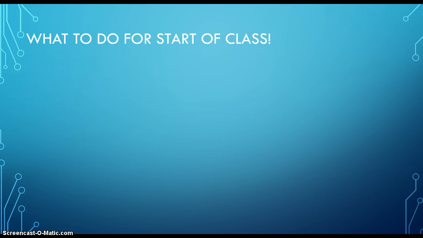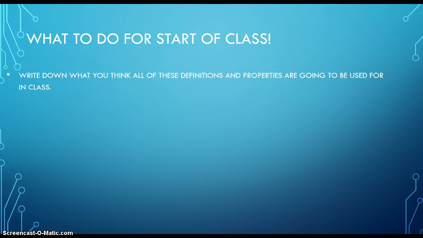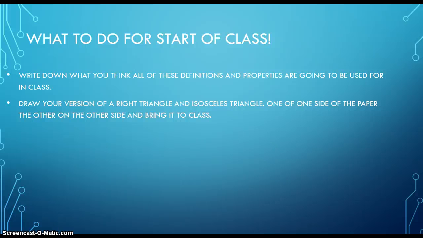So what I want you to do for the start of next class, write down what you think of all these definitions and properties and where they're going to be used in class. And I want you to draw your version of a right triangle and an isosceles triangle, one on one side of the paper, the other on the other side, and then bring that to class. And then I will see you when we start class tomorrow.